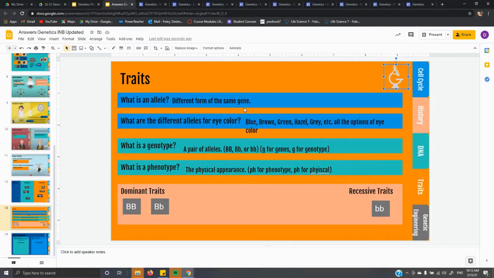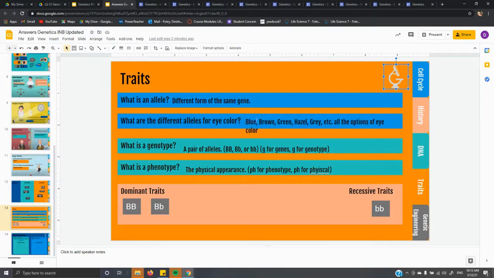So you have two sets of genes for every trait. Not two sets, you have one set, and a set is one and two. So you have two genes for every trait. You have one allele and another allele. One comes from one parent, one comes from the other. So an allele is just a different form of the same gene. That is all an allele is.